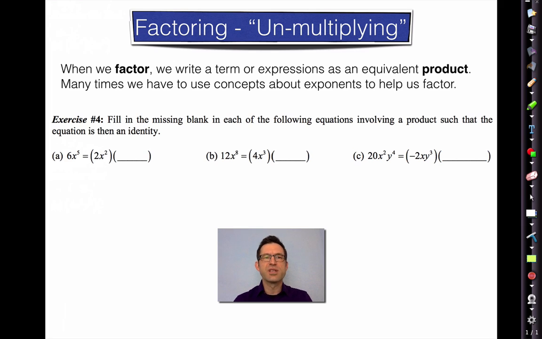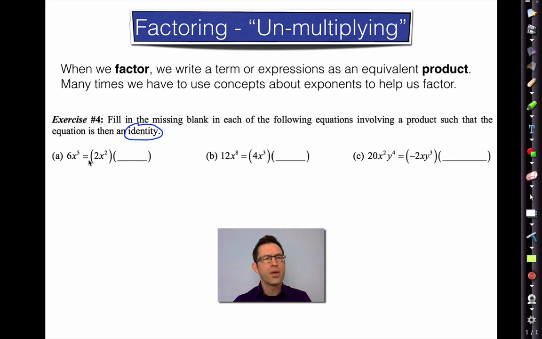So exercise 4 says fill in the missing blank in each of the following equations involving a product such that the equation is an identity. In other words, I could have anything in here. 6x to the 5th equals 2x squared times Fred if I wanted to. It just won't be an identity. I have to say, look, 6x to the 5th is always equal to 2x squared times what?